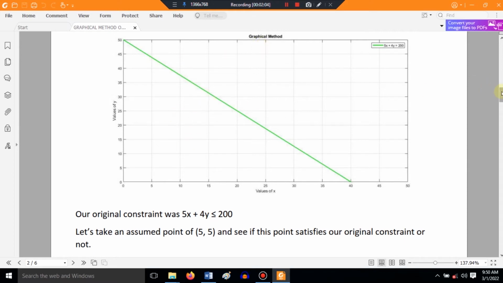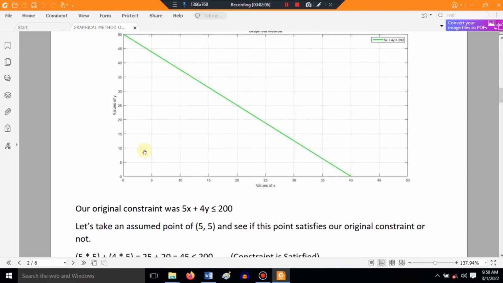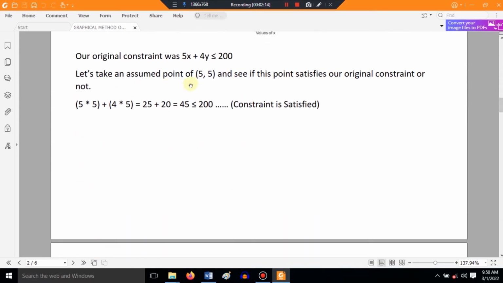So first we will take any point in this region, any point. I'm assuming a point of (5, 5), which is somewhere here. Let's take that (5, 5) point and put it into this equation, and let's see if this equation gets satisfied or not.